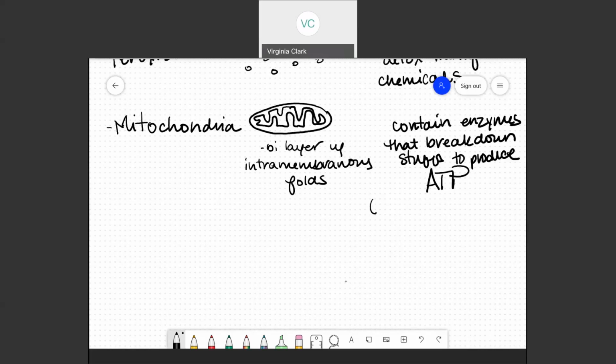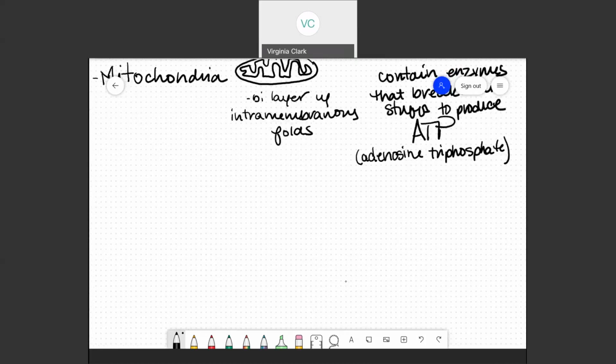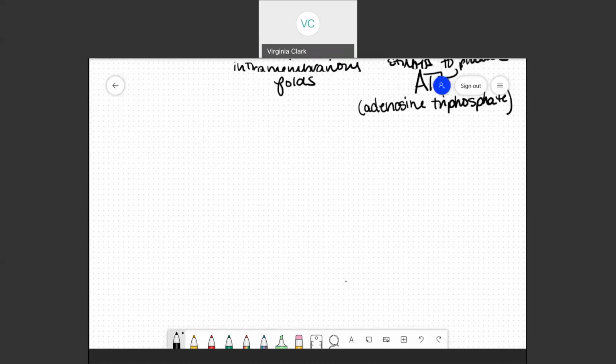ATP stands for adenosine triphosphate. So you should know that ATP is adenosine triphosphate. Mitochondria produces ATP. ATP is the gas of the cell. It's the chemical that makes us go. It makes us actually be able to do any type of energy. It's the electricity. So mitochondria is really important, and it's where you produce that energy, that ATP.